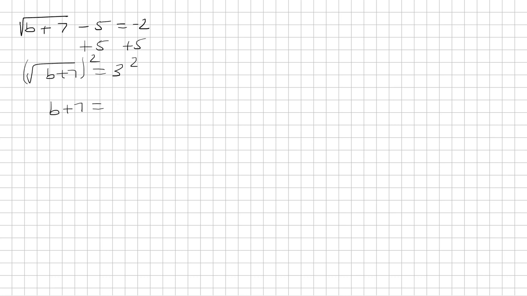Moving on, we have the square root of b plus 7 minus 5 is equal to negative 2. We'll add 5 to both sides. And so we have the square root of b plus 7 is equal to 3. Let's square both sides. The square is going to cancel. We have b plus 7 is 9. And if we subtract 7 from both sides, we end up with b is 2.